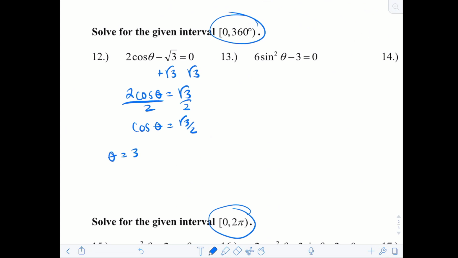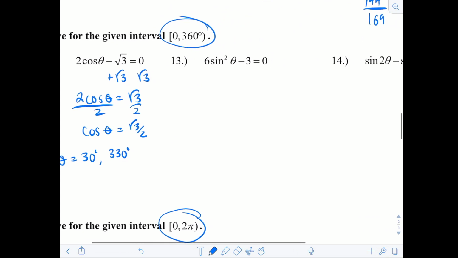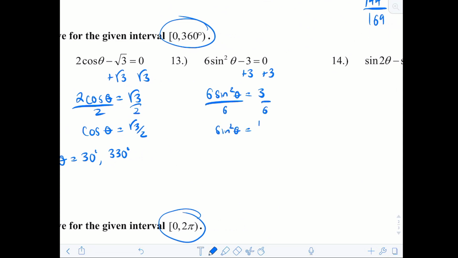Now, this is going to be the value 30 degrees and 330 degrees. That is where cosine is going to be the value root 3 over 2. 30 degrees in the first quadrant, 330 in the fourth quadrant, because that's where else cosine is positive. Next, I'm going to write down 6, I'm going to add 3 to both sides. I get 6 sine squared theta is equal to 3. Divide everything by 6. I get sine squared theta is equal to 1/2, which 3/6 reduces down to.